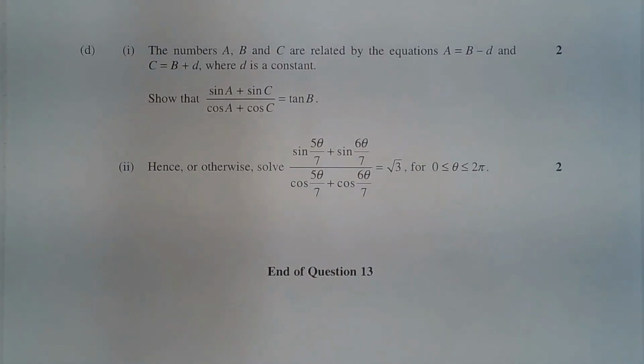Question 13D, Part 1. The numbers a, b and c are related by the equations a equals b minus d and c equals b plus d, where d is a constant. Show that sin a plus sin c over cos a plus cos c equals tan b.